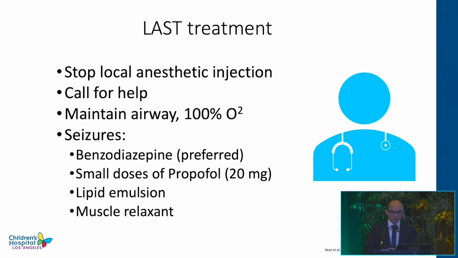Consider lipid emulsion early on. In patients who are refractory to these treatments, who are still convulsing and having seizure activity, consider muscle relaxants to minimize more acidosis and more hypoxemia. Also make sure the airway is secure before you do this, so you don't have a paralyzed patient who is not breathing.